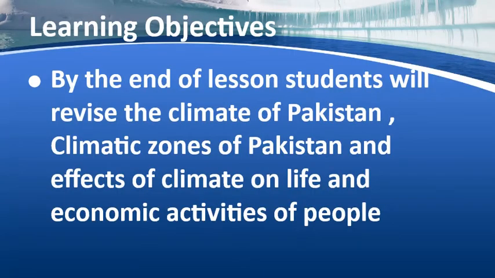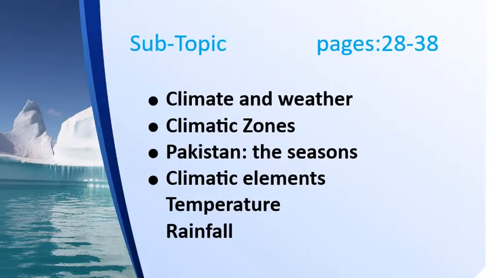Geography 8, book The Environment of Pakistan, unit number 2, climate, and this is revision week and lesson number 7. Learning objectives are: by the end of the lesson, students will revise the climate of Pakistan, climatic zones of Pakistan, and effects of climate on life and economic activities of people. Subtopics are climate and weather, climatic zones. It includes all zones of Pakistan's climate, the seasons, climatic elements, which include temperature and rainfall. Pages under revision would be 28 to 38.